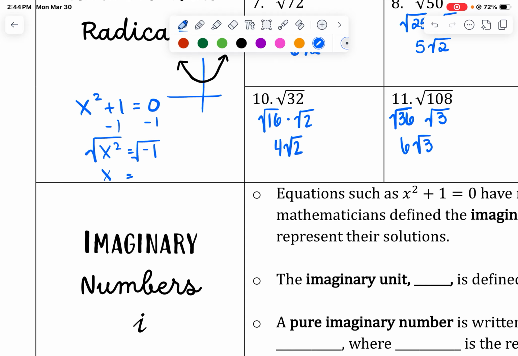So we're going to go through some operations with complex numbers. Before we do that though, if I have i is equal to the square root of -1, if I wanted to get rid of that square root, I would do that by squaring both sides.